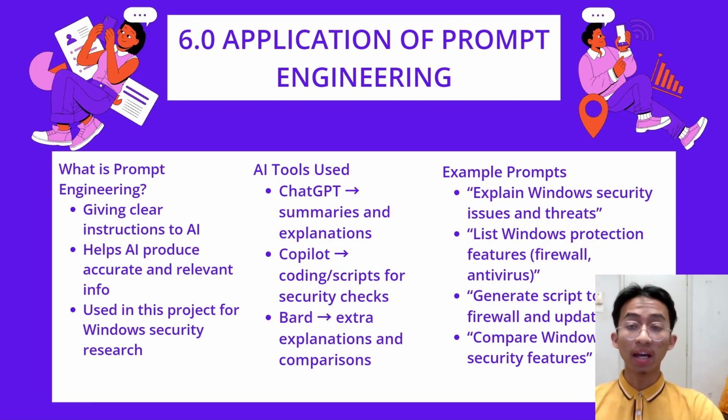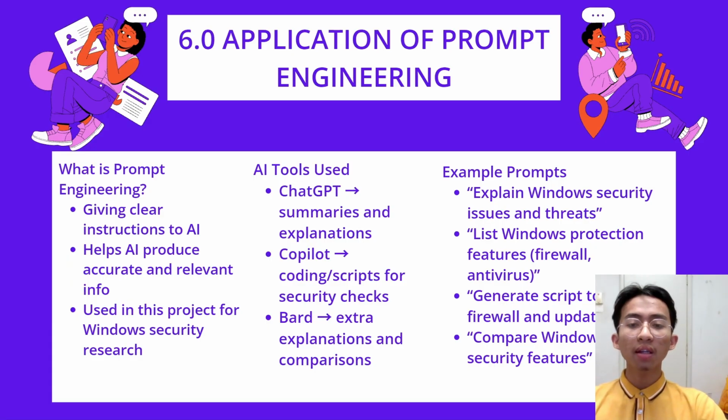There are many AI tools that can be used for prompt engineering, such as ChatGPT, which is used for summaries and explanations. We also have Copilot, which is useful for coding and scripts for security checks. Other than that, we also have Bard, which gives extra explanation and comparison.